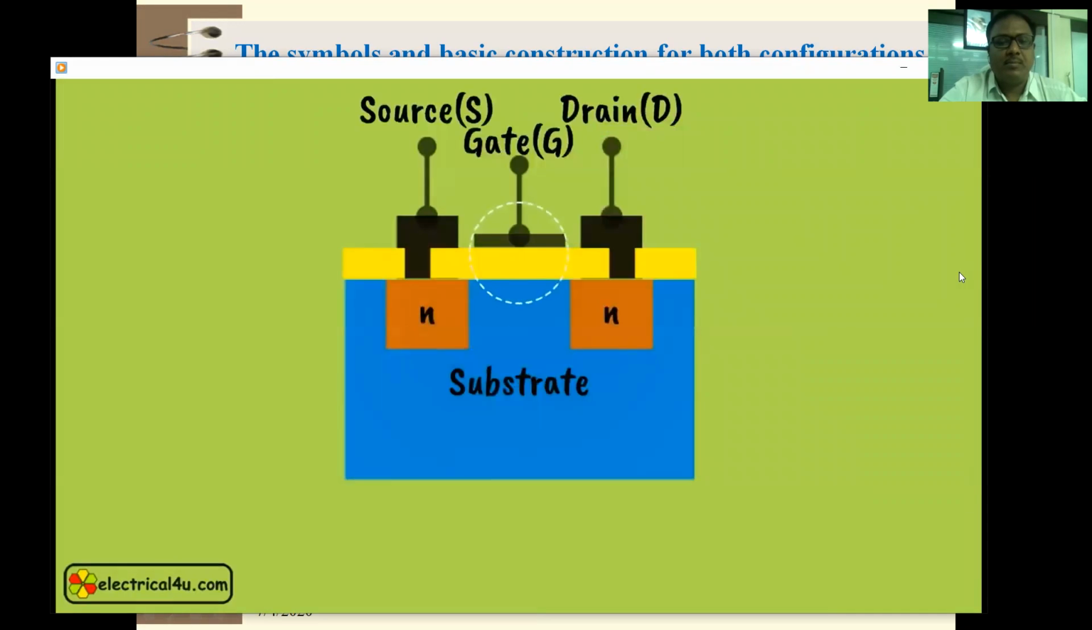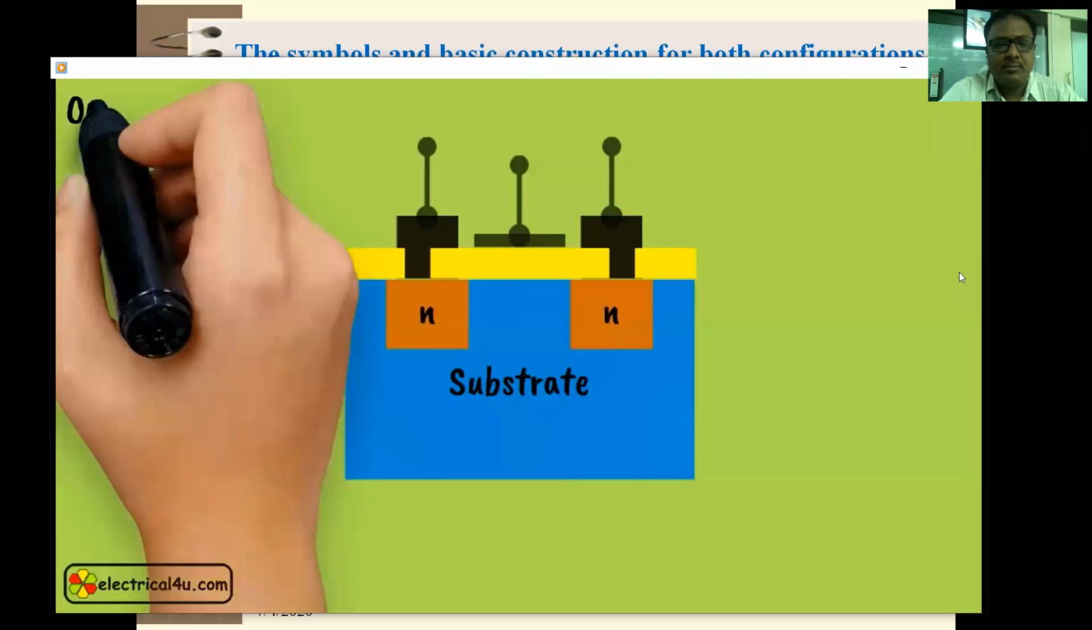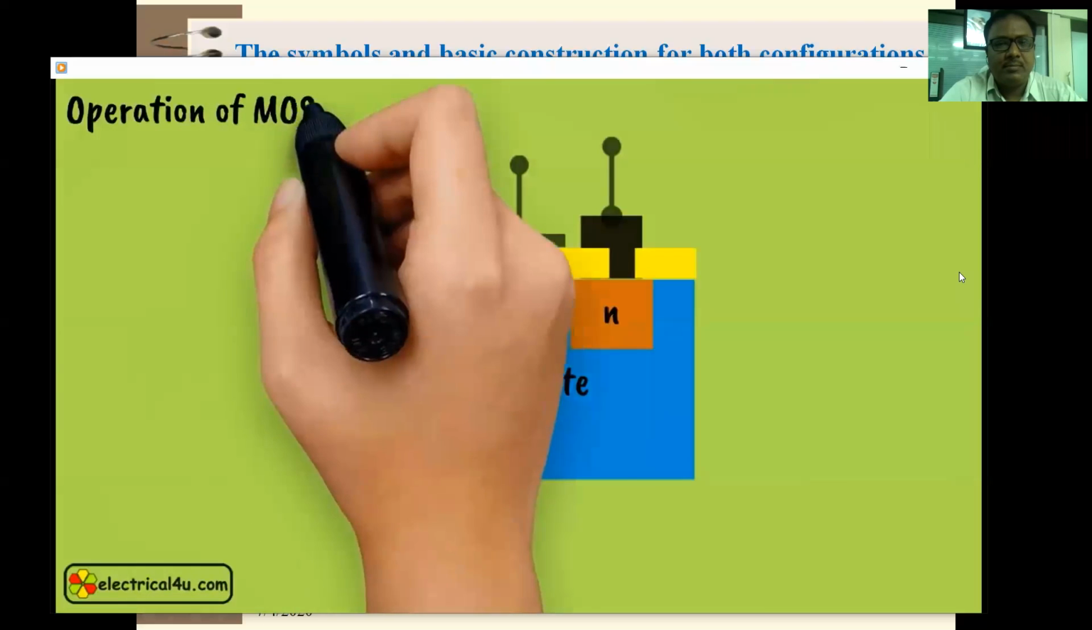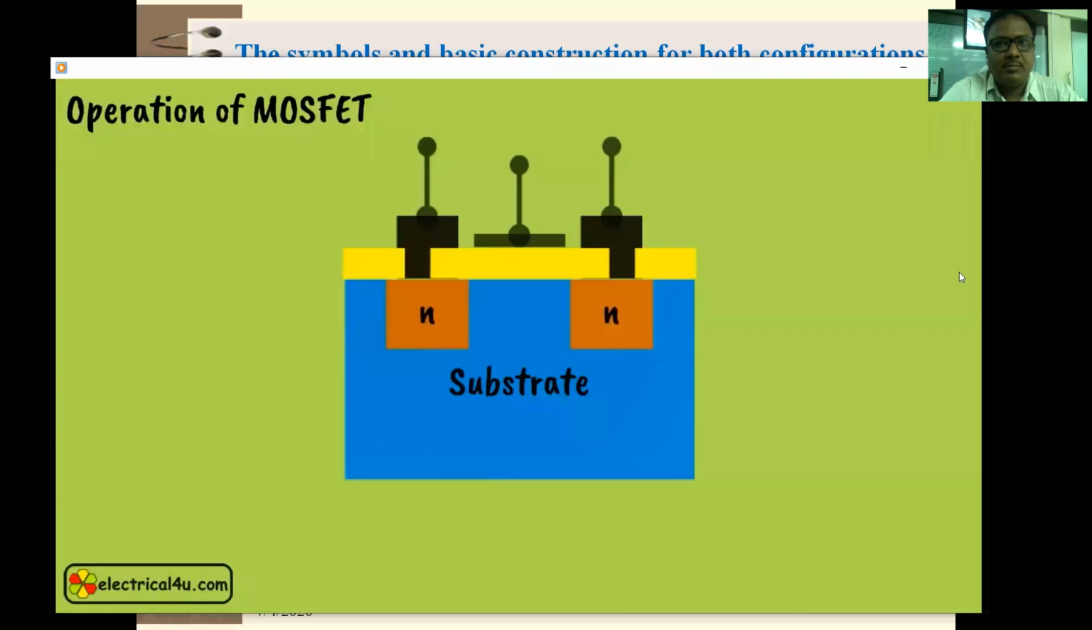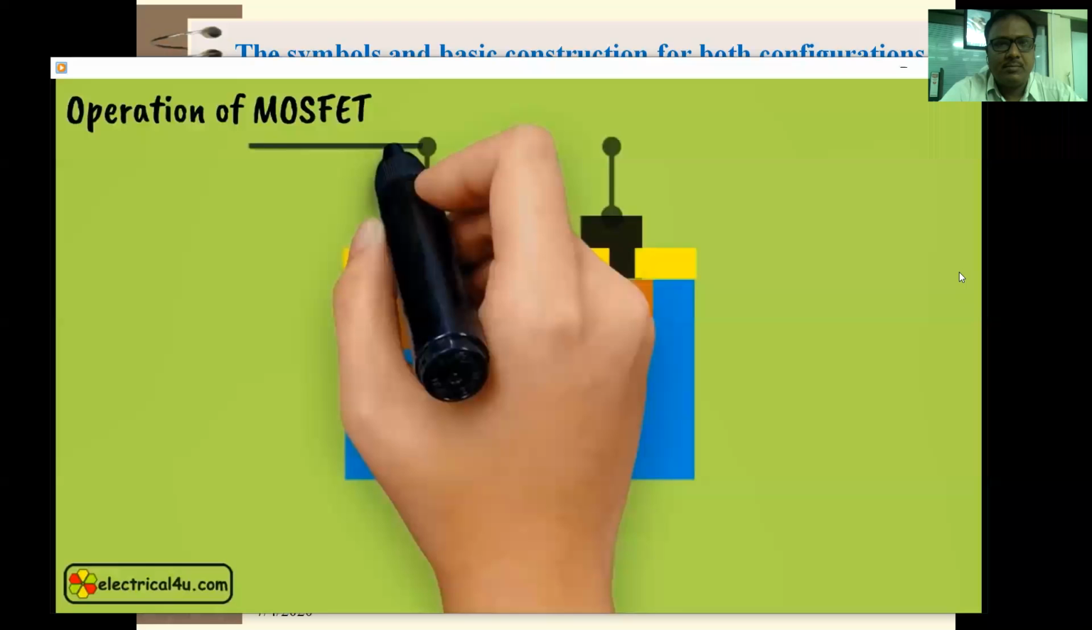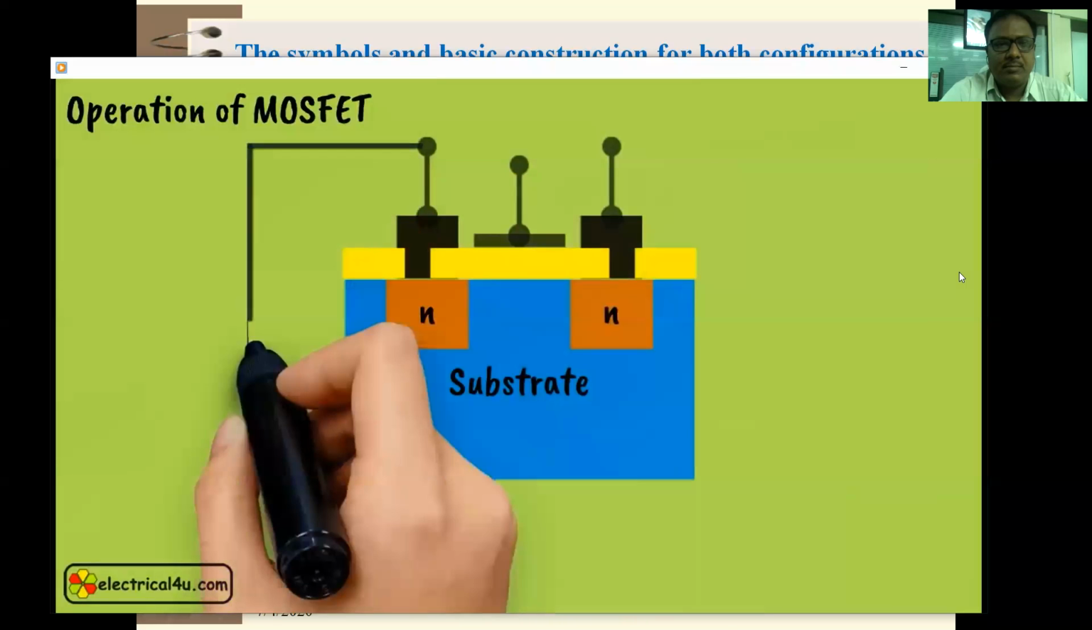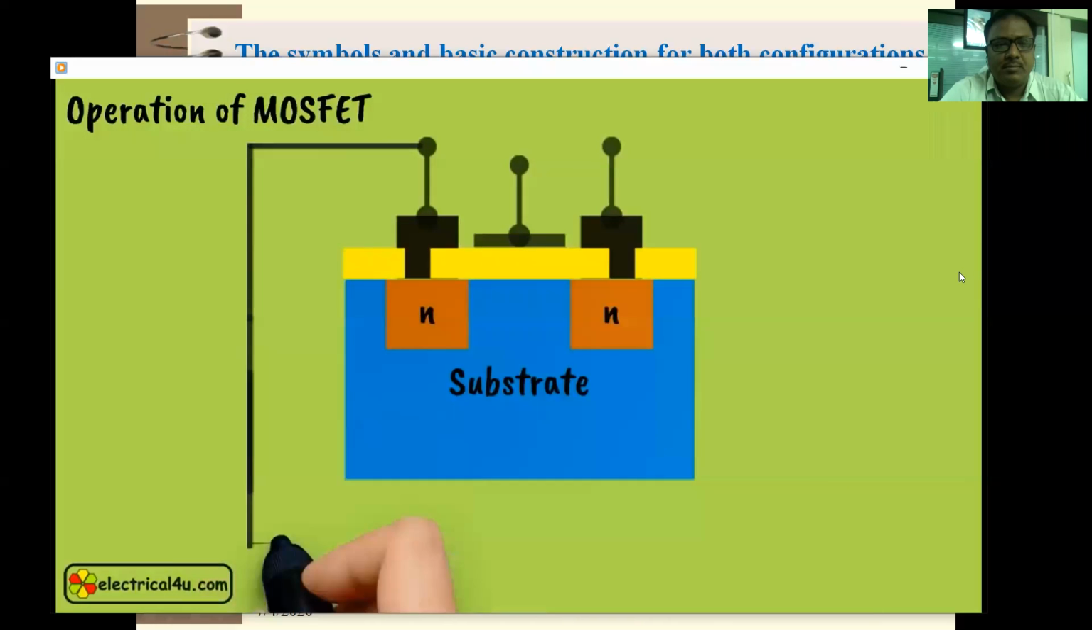Hence, it is seen from the figure that gate contact is insulated from the substrate, but drain and source contacts are directly connected to respective N-type regions. This was the constructional feature of a MOSFET. Now we will come to the operational features of MOSFET. For that, we have to connect on DC voltage source between these two N-type regions.